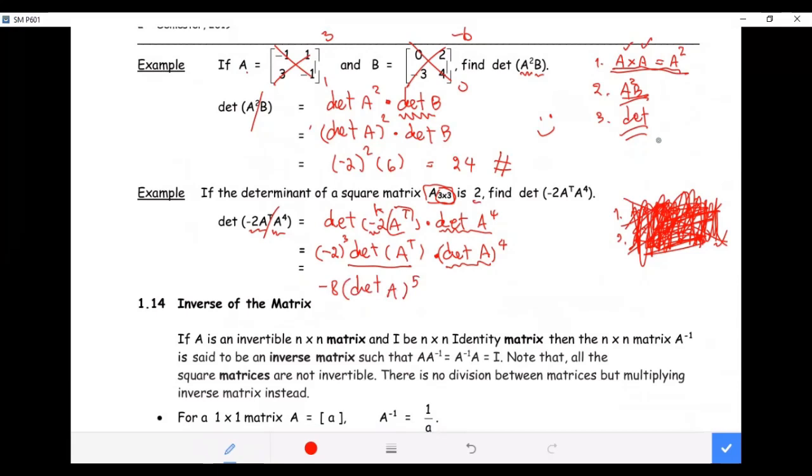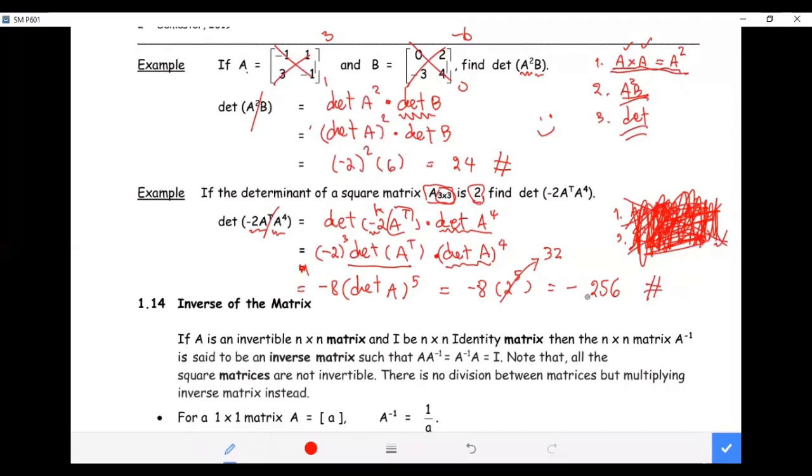And what is det A? That is 2, right? So just insert it there. It's going to be -8 times 2 power 5. 2 power 5 is 32. 32 times -8 will be negative, and 8 times 2 is 16, 8 times 3 is 24, plus 1 is 25. Finished now.